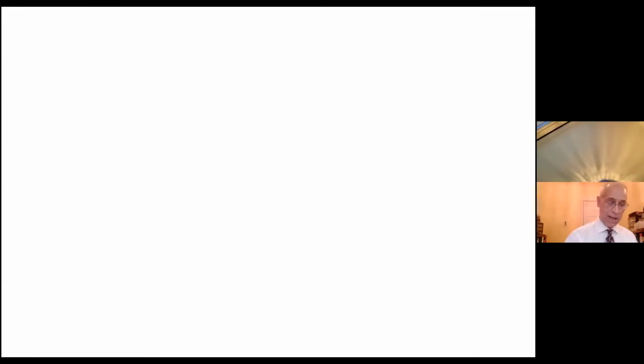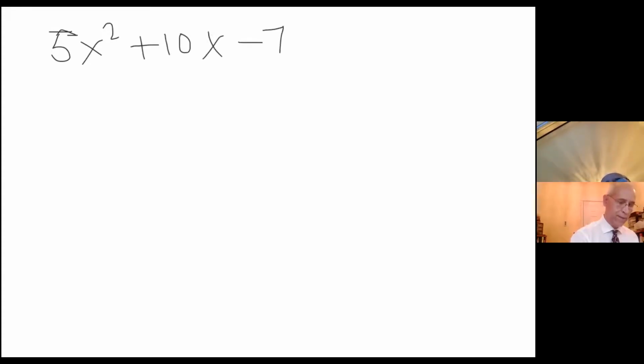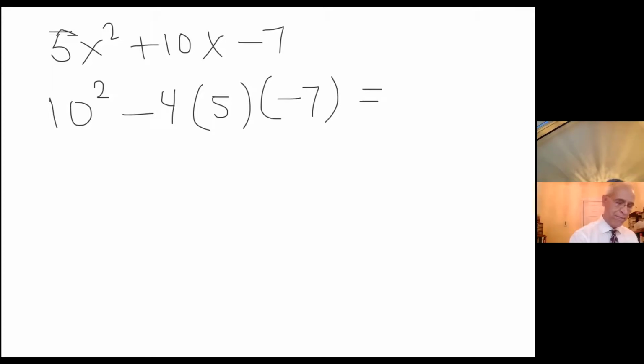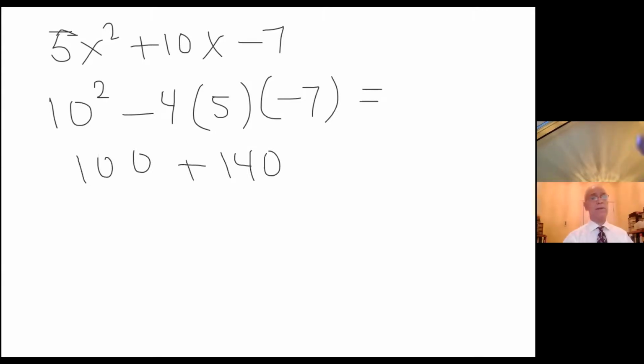So let's see what happens with this problem. I have 5x to the second plus 10x minus 7. So b squared, 10 squared, minus 4ac, which is negative 7. So notice that 10 squared is 100, 4 times 5 is 20, 20 times 7 is 140, negative times negative is positive. So I certainly have a positive number, 240. So I must have two real solutions.